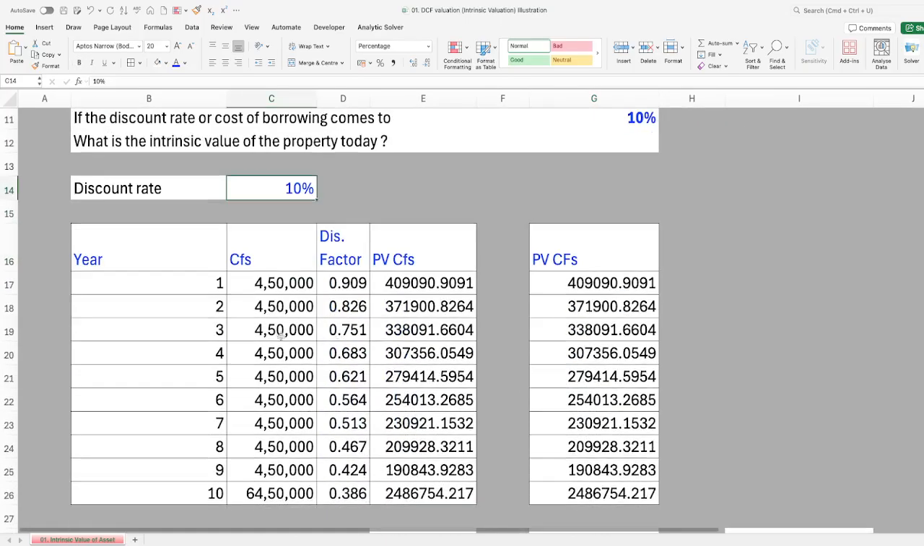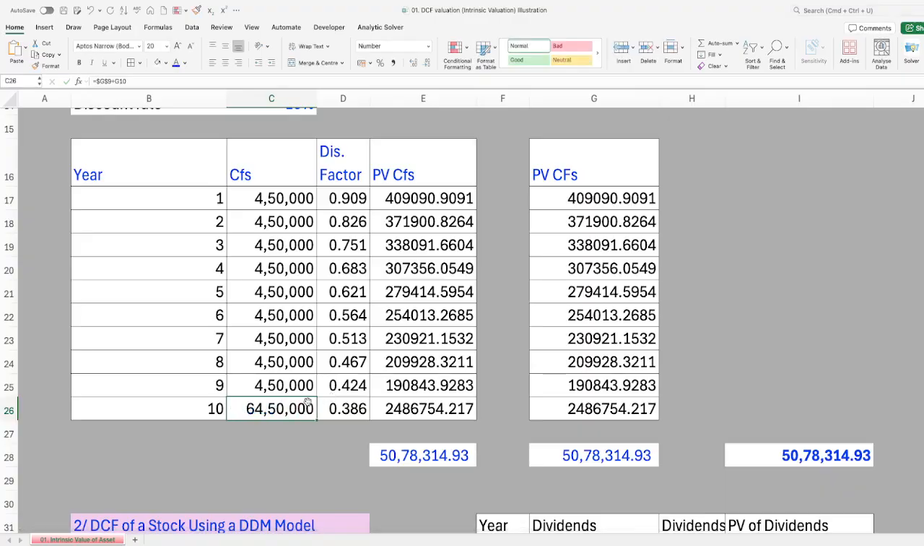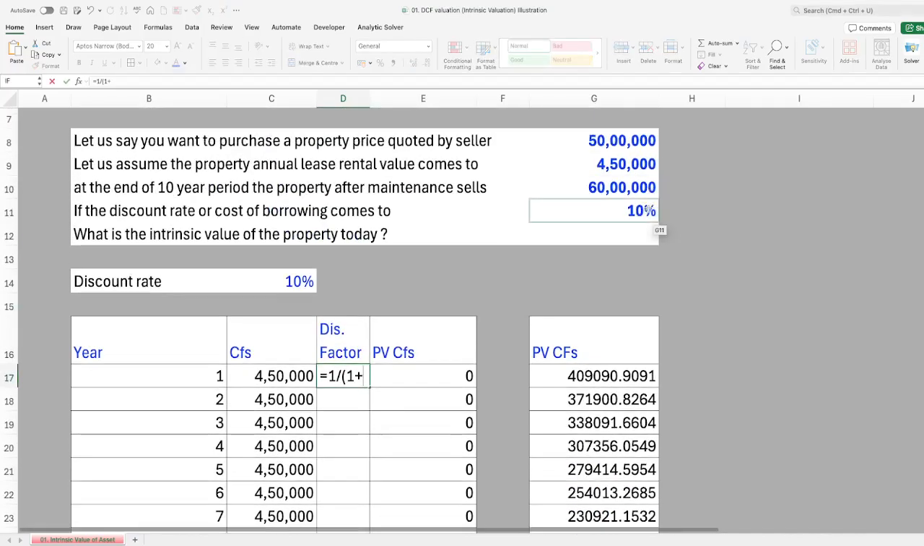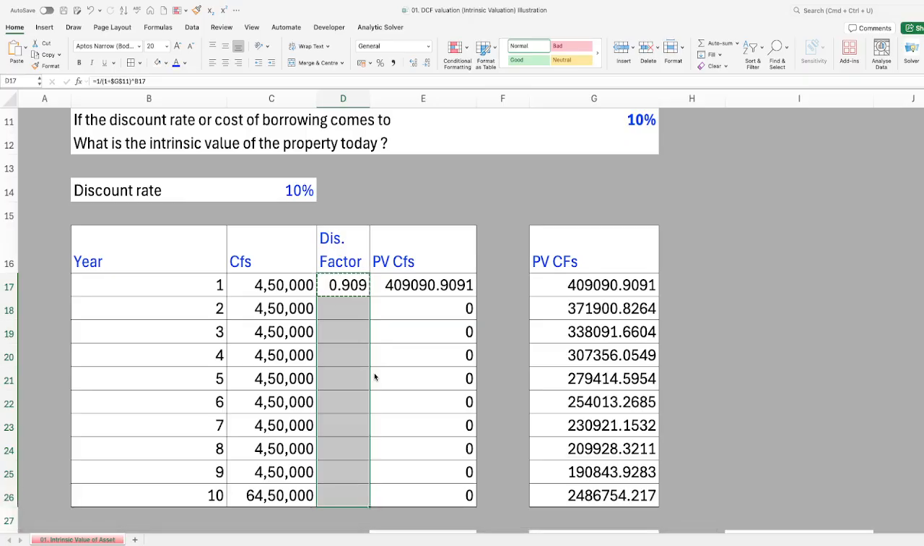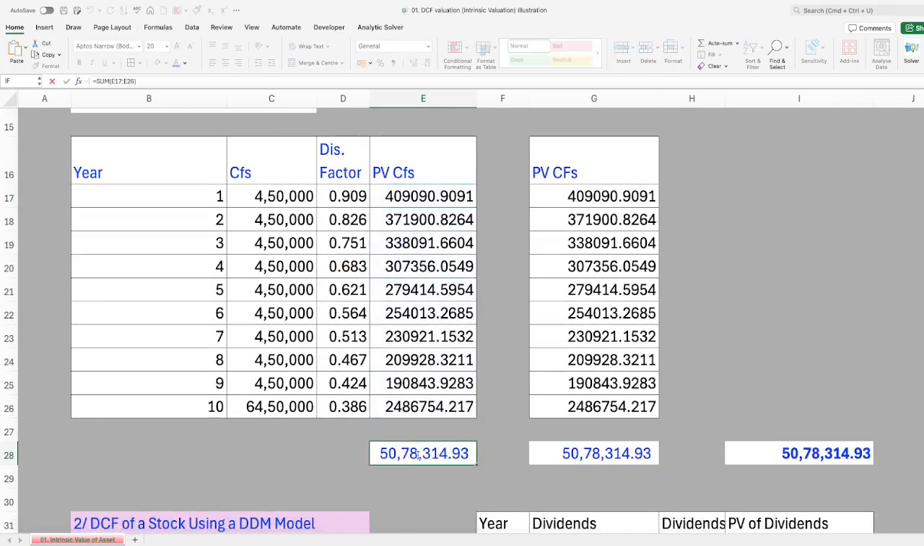So using the discount rate, you put the cash flows for the next 10 years, including the value of the property that is going to be disposed of at the end of the 10th year, the 60 lakhs plus the rental. So you've got the cash flows. You simply use the discount factor, which is 1 divided by (1 plus the discount rate) to the power of 1, and so on. Since the discount rate is the same, we get the discount factor for each year, and we simply multiply the discount factor with the cash flows, add it up, and we get 50 lakh 78,000.